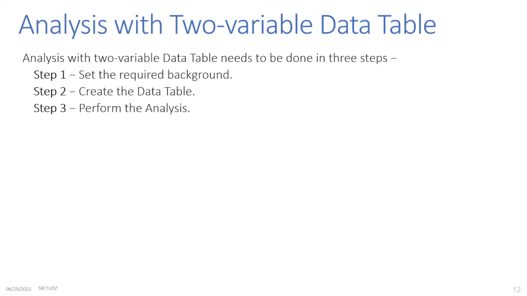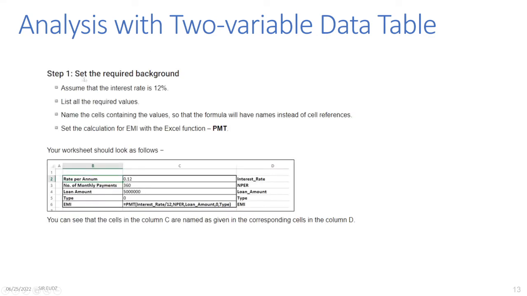Analysis with the two variable data table. So analysis with the two variable data table needs to be done in 3 steps. Step 1, set the required background. Step 2, create the table. Then step 3, perform the analysis. So step 1, set the required background. Assume that the interest rate is 12%. So rate per annum, we have here 12%. So this is the name given to this, interest rate. List all the required values. So number of payments is 360.